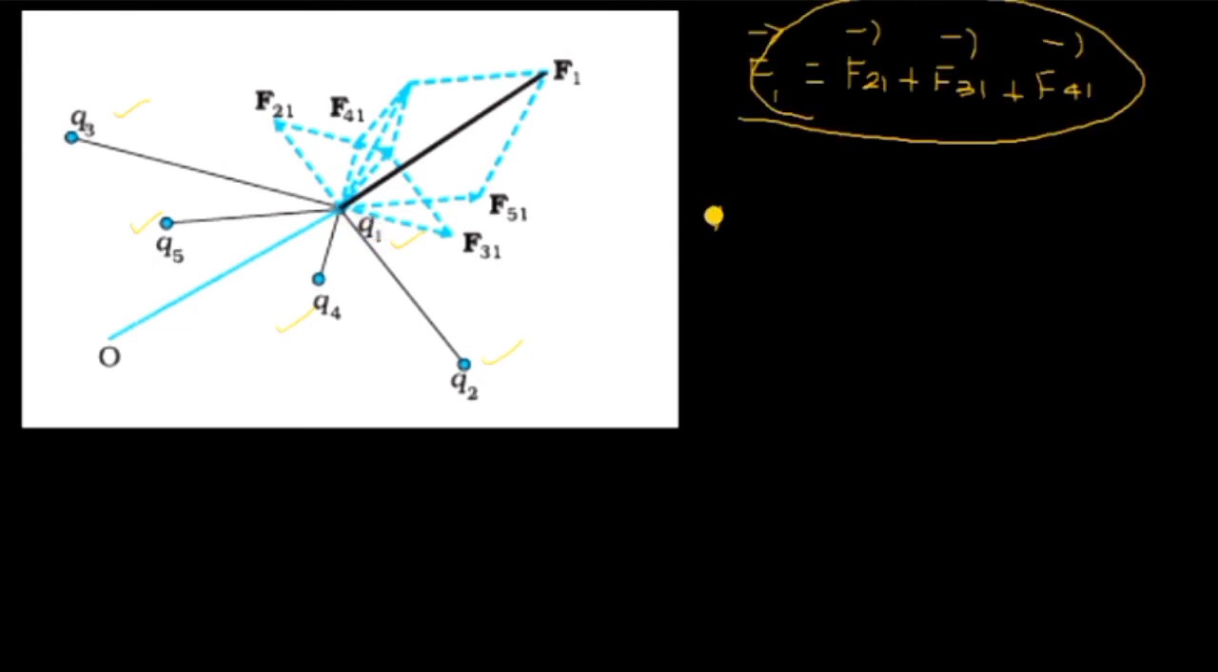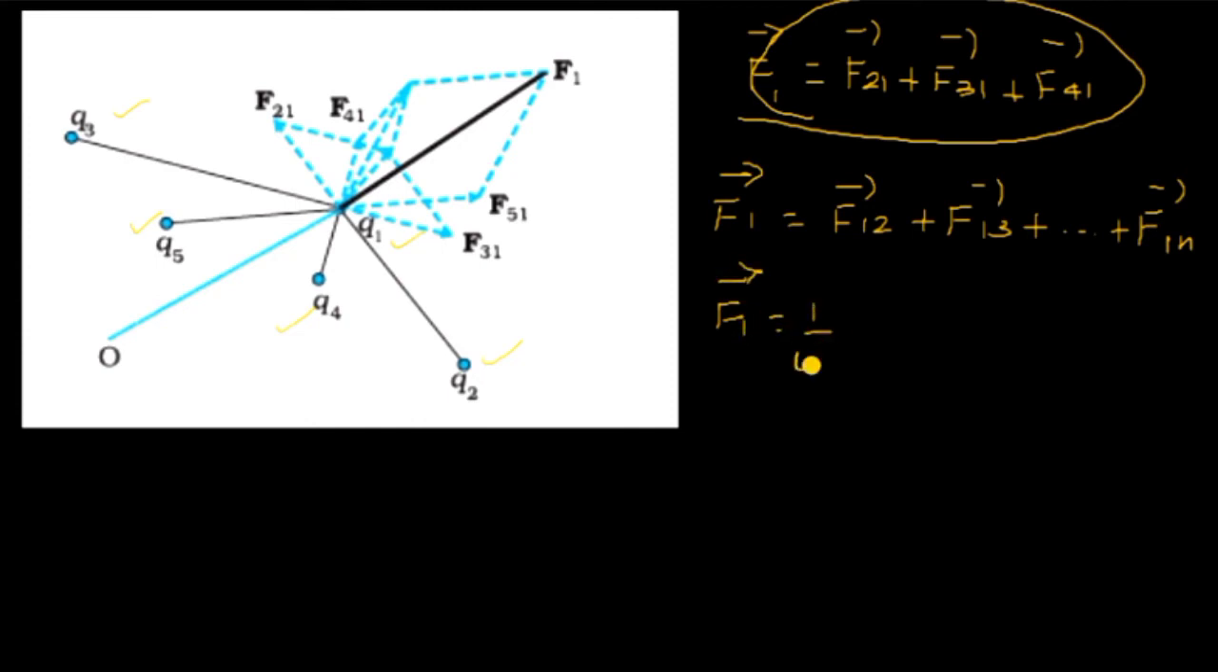So I will go with this: F1 vector is equal to F12 vector, which is a convenient form, plus F13 vector, plus even up to, you can go for n number of charges, F1n vector. So what will be the total force on this charge q1, that is F1 vector, is 1 upon 4 pi epsilon naught.